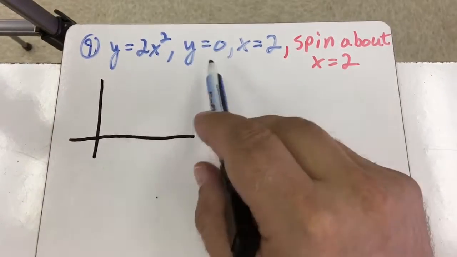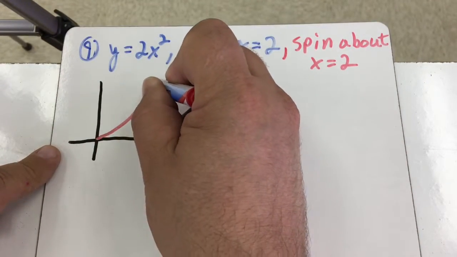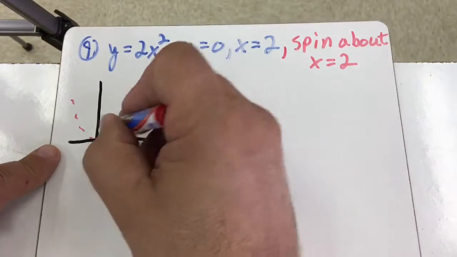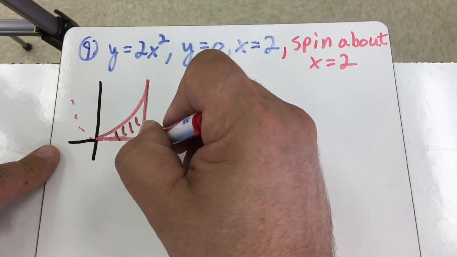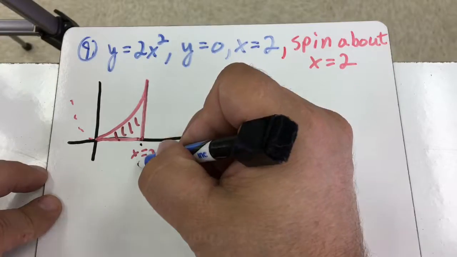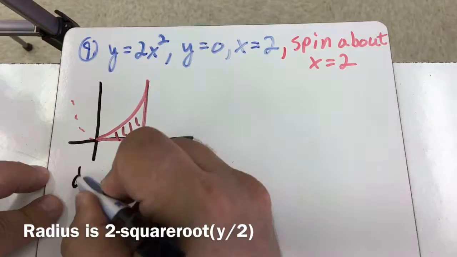So I have the equation y equals 2x squared, y equals 0, and x equals 2. So y equals 2x squared is going to be a parabola. And y equals 0. And x equals 2. So there's my enclosed area. Goes up to x equals 2. But here's the tricky part. You spin it about this vertical line, x equals 2. So that means it's going to be with respect to the y-axis.